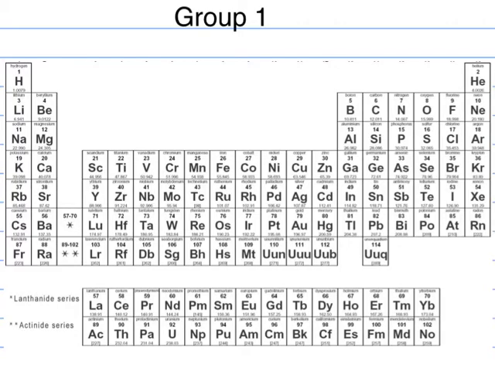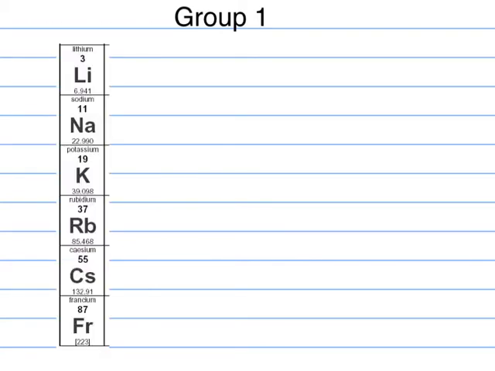Okay, so if we have a look at the periodic table, we can see here that the groups go group 1, group 2, group 3, group 4, group 5, group 6, group 7, group 8 or group 0. Now we're focusing today on group 1, which is this one here. Now this consists of 6 metals. We've got lithium, sodium, potassium, rubidium, cesium and francium.